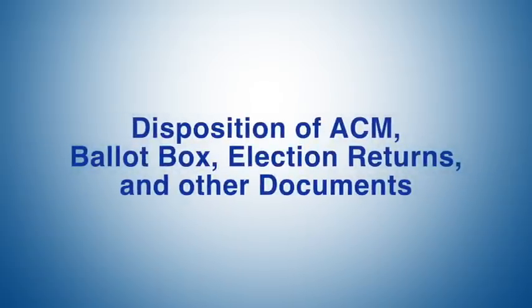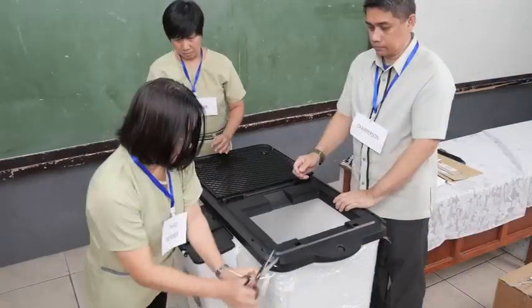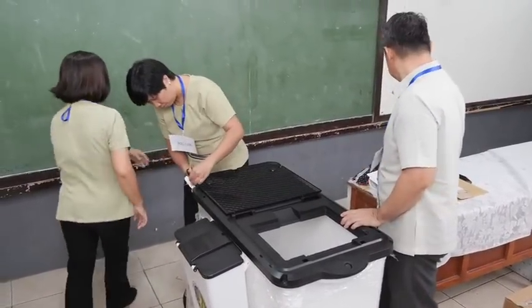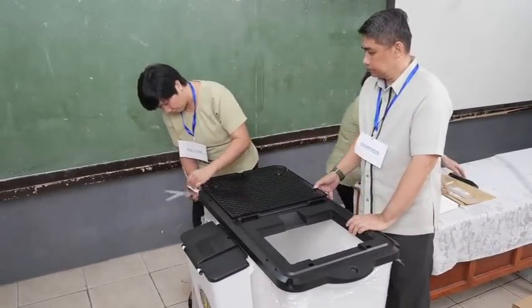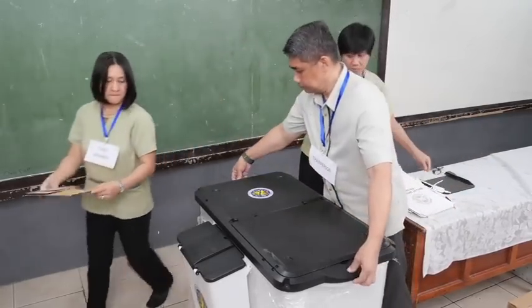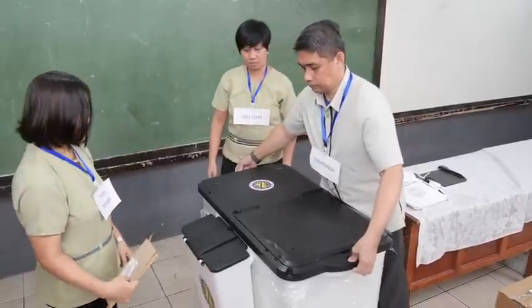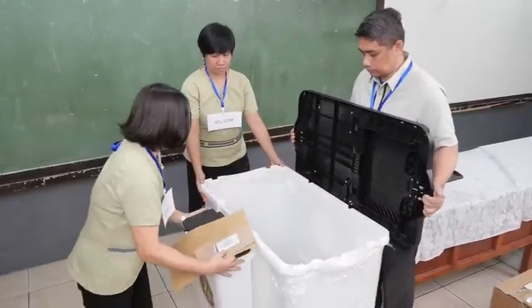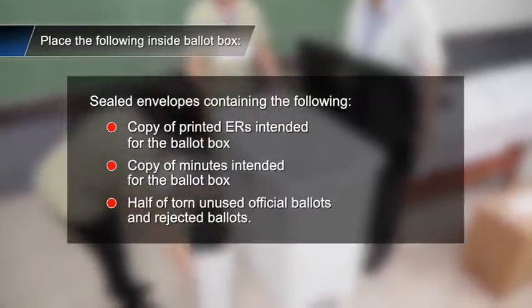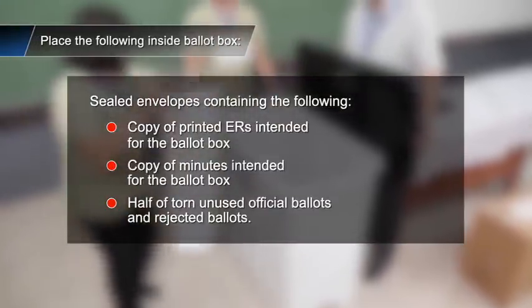Disposition of ACM, ballot box, election returns, and other documents. Once you have completed the counting of votes and have announced the results of the elections in the precinct, you shall place the following inside the ballot box: sealed envelopes containing the following: and the VVPAT receptacle.